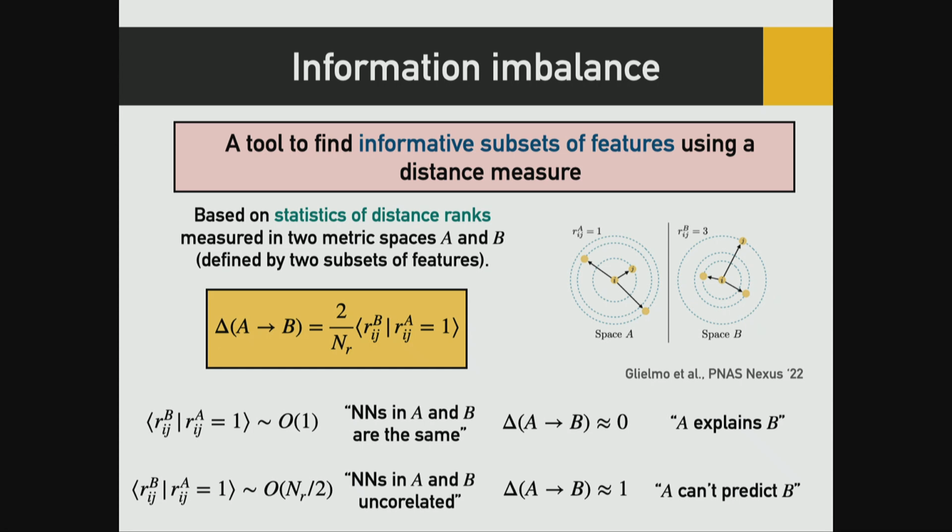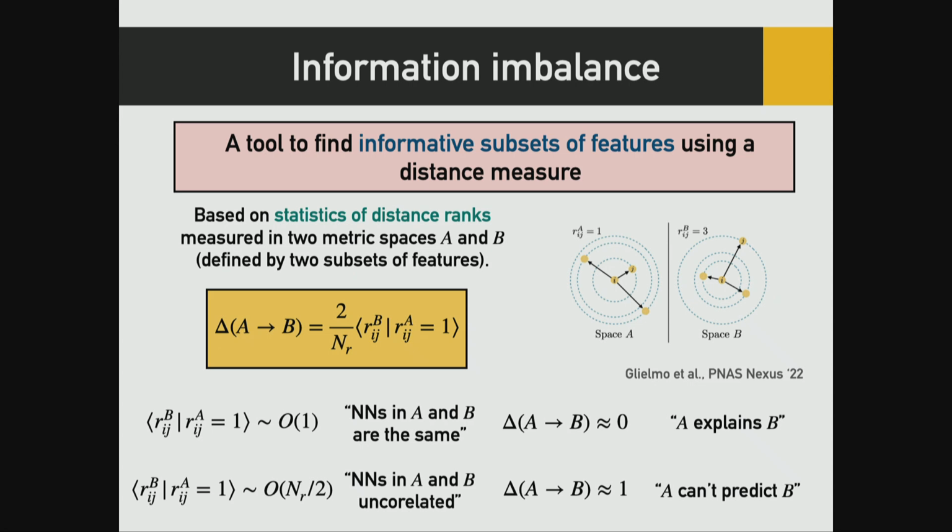Now, a little bit more in plain words, how it works. Suppose that space A and space B are perfectly correlated in the sense that the nearest neighbors according to A are the same as the nearest neighbors according to B. In that case, one can easily compute this conditional expectation and show that it's actually equal to 1. And therefore, this delta from A to B will vanish as 1 over N_R. N_R here is the number of snapshots that we have, the number of points.